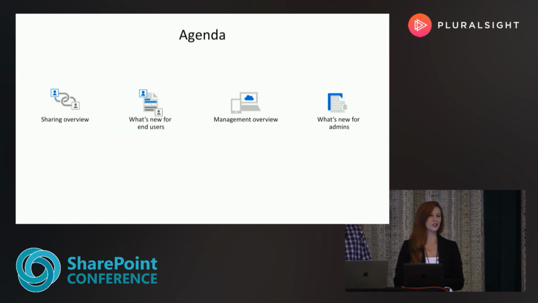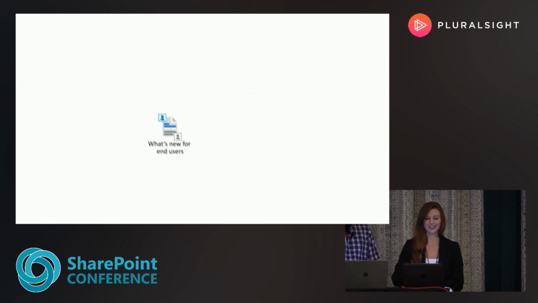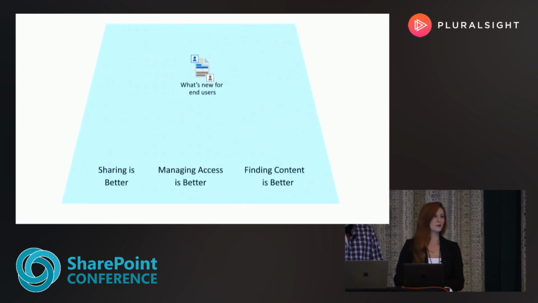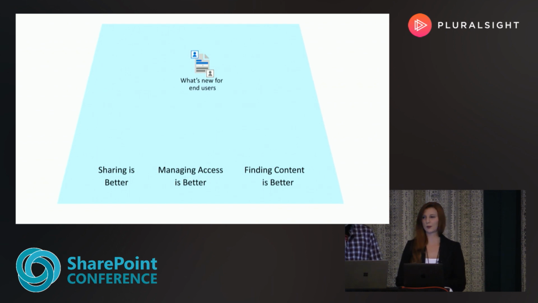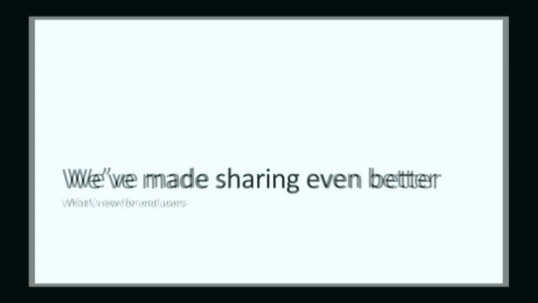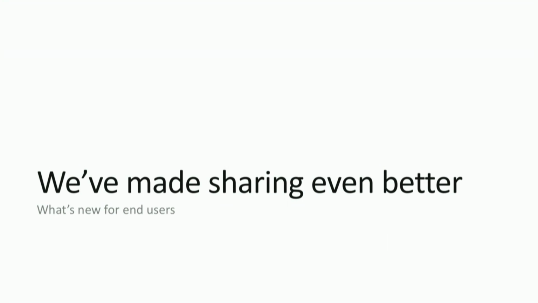Great, so that concludes our sharing overview here. Now let's get to the good stuff: everything that is new for end users. We've done a lot of investment in this space, and we've broken it up into three separate parts. The first is how we're improving sharing. The second, managing access. And third, finding relevant shared content for you. We'll start with how we've made sharing even better.